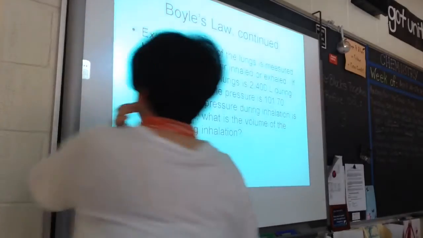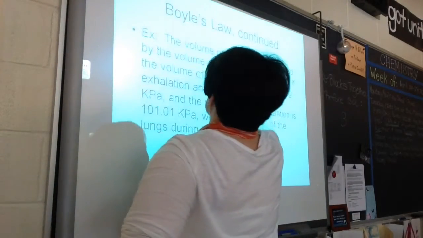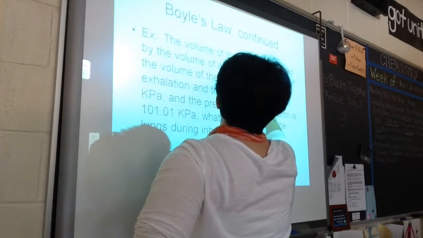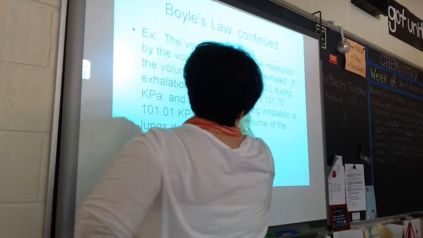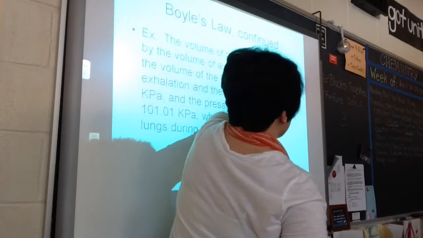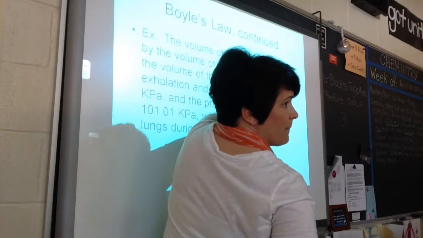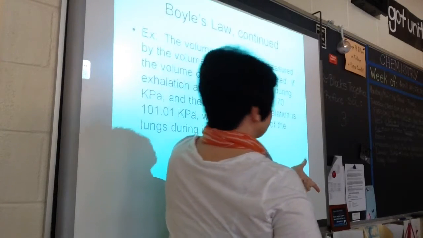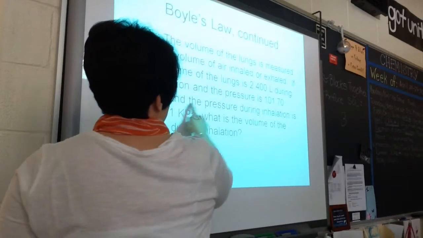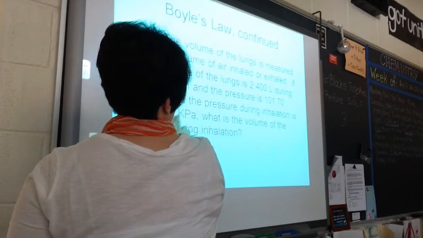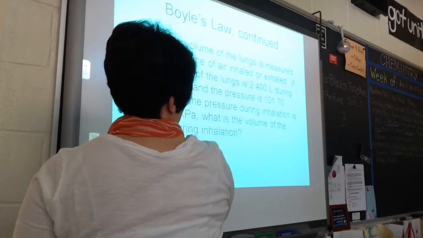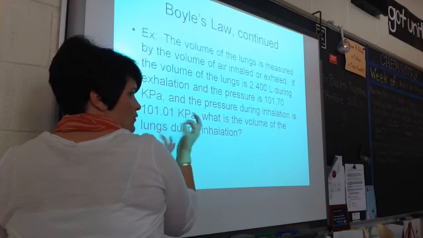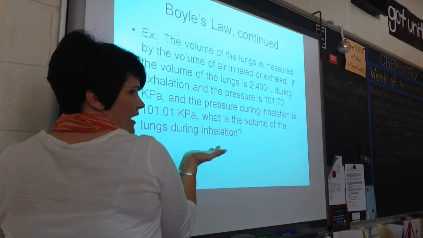Alright? Walk through this with me. The volume of the lungs is measured by the volume of air inhaled or exhaled. If the volume of the lungs is 2.4 liters during exhalation and the pressure is 101.7, these two go together. Does it matter if these two are together on the left or the right of the equation? It does not. But these two go together, okay? And the pressure during inhalation is 101.01 kilopascals. What is the volume of the lungs? So you have these two that go together, and you have this one that goes with, we don't know. That's what we're trying to find out.